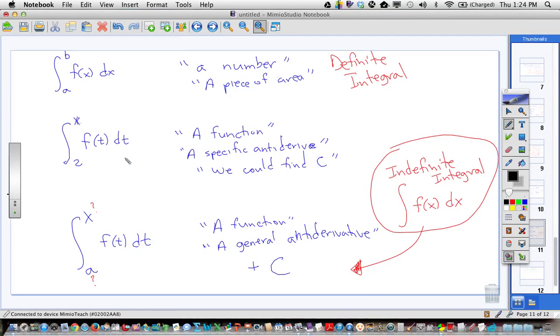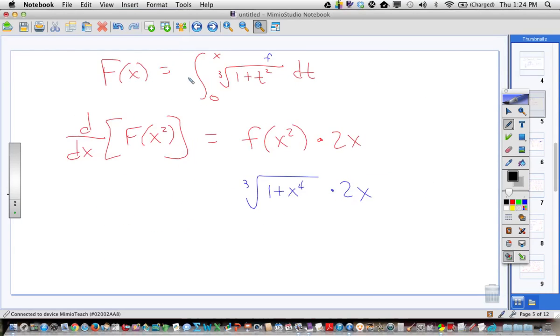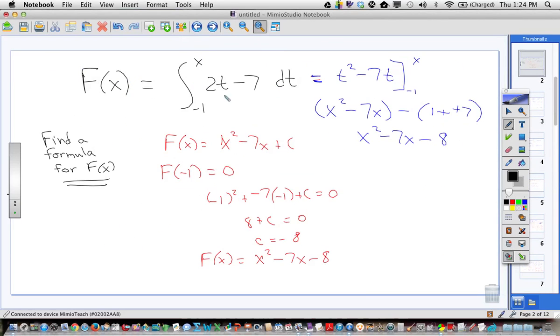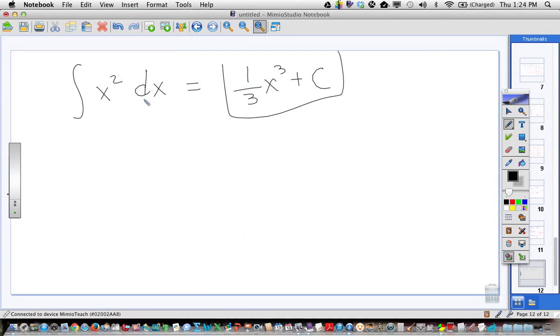It comes from this, right? This is a specific antiderivative. We can find the c, and we practiced one of those early today. We did this one. This is a specific antiderivative. We can find the c. This one is just saying just do the antiderivative and tack on a plus c.